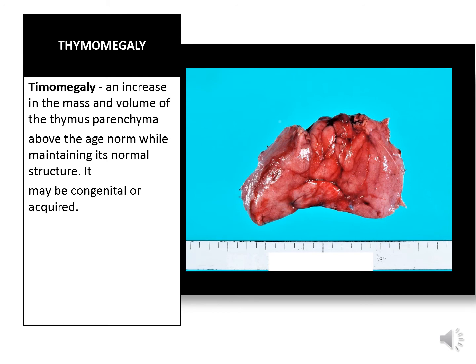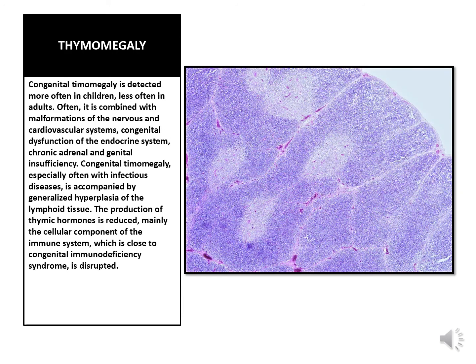Next pathology, opposite, thymomegaly. It is an increase in mass and volume of the thymus parenchyma above the age norm while maintaining its normal structure. This pathology may be congenital or acquired. Congenital thymomegaly is detected more often in children, less often in adults.